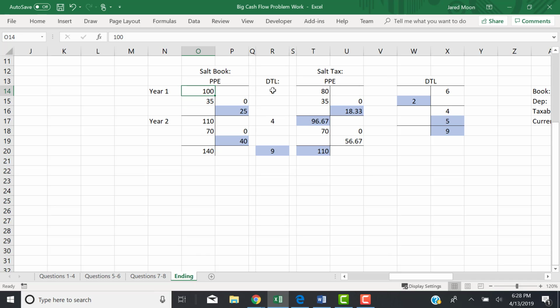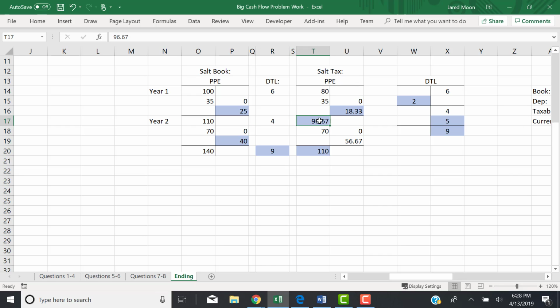And how do we figure out the ending balance for SALT in tax? Well, if we had the 100, we took the DTL of 6, divided it by the tax rate of 30%. That gave us 20. We subtracted 20 from 100 to get 80. Likewise, we do 4 divided by 0.3, and that's like 13 point something weird, I think. Let me grab my calculator real quick just to make sure. 4 divided by 0.3 equals 13.333. And then we're going to subtract that from our 110, and that gives us 96.6666 all the way out.